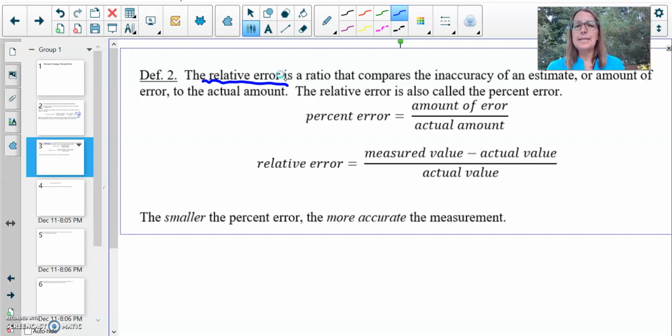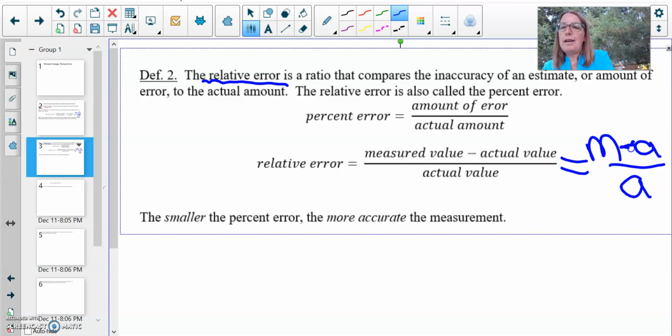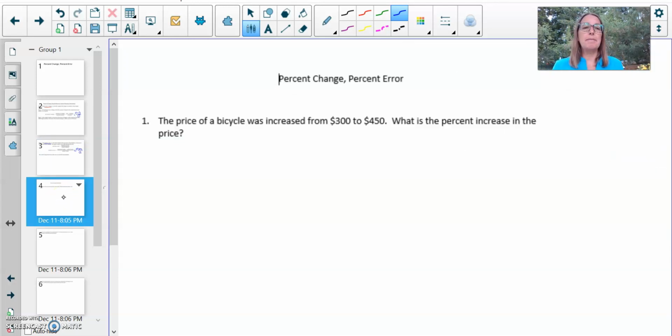So it's a similar process. To find the percent error, it's the amount of error divided by the actual amount. To find the relative error, you would do measured minus actual divided by actual. So I think about it as measured minus actual divided by actual. The smaller your percent error is, the more accurate your measurement is. So let's get some examples.